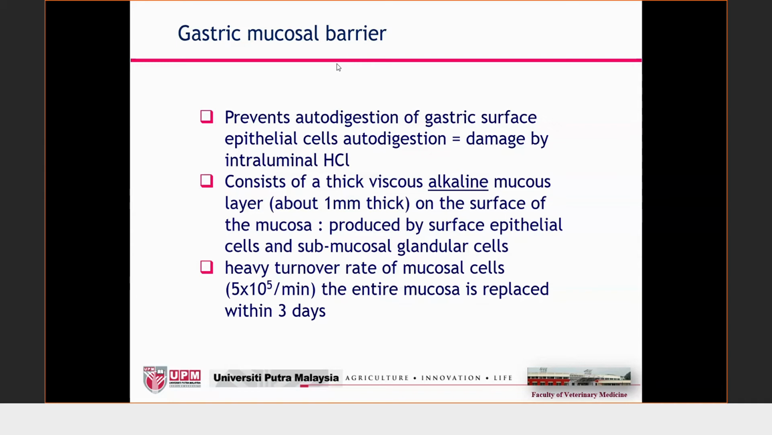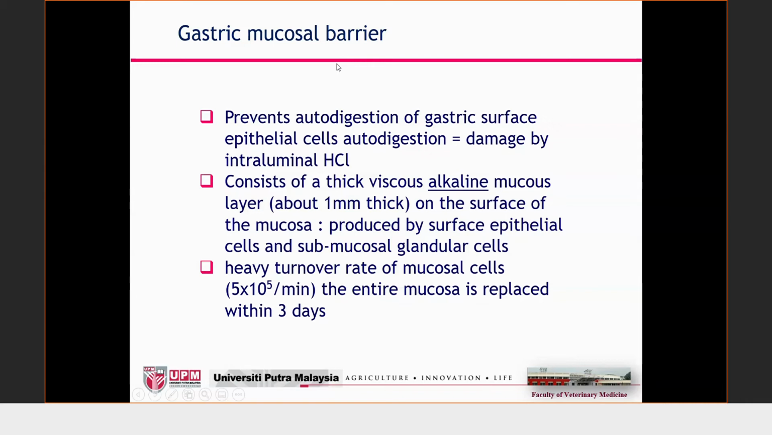Usually it consists of thick, viscous, alkaline mucus on the surface of the mucosa. This mucus is produced by surface epithelial cells and submucosal glandular cells. And these cells, like later on in the intestine, have a heavy turnover rate, and replacement may take about 3 days. So the epithelial lining of the gastric mucosa is continually replaced.